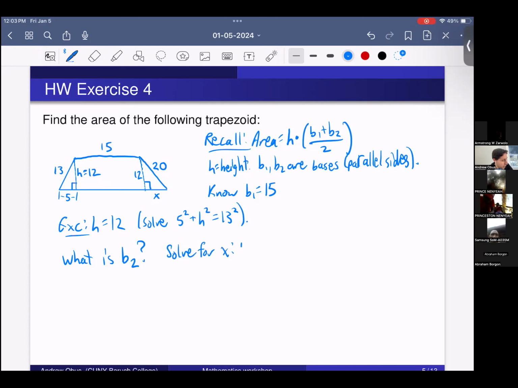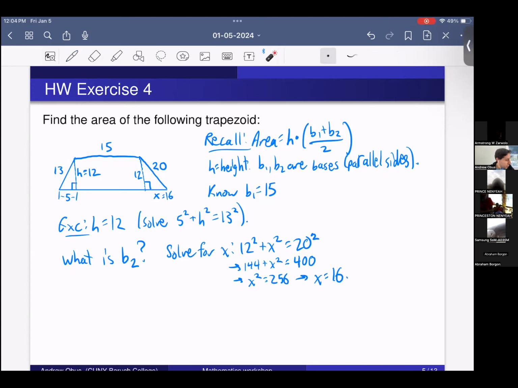Then we use the Pythagorean theorem to find the adjacent side. So we have 12 squared plus x squared equals 20 squared. That's going to give us 144 plus x squared equals 20 squared. Can we say 16? Yep, it's going to be 16, exactly. So this gives us x squared equals 256, which is x equals 16. So this tells us that we have 16 over here. This part is 5, this part is 16.